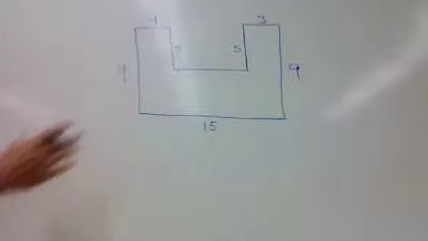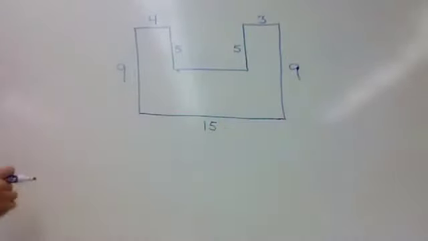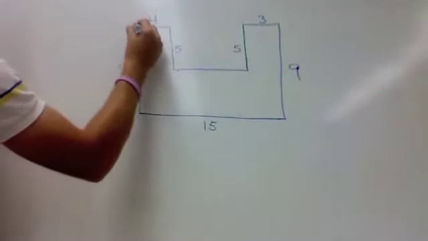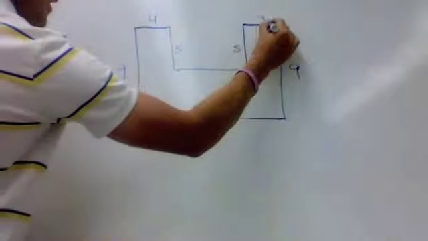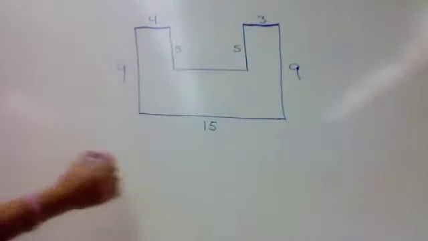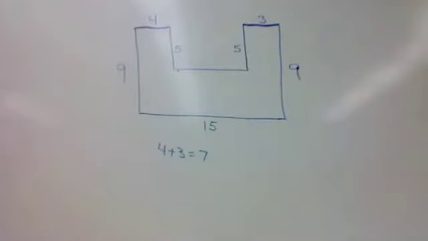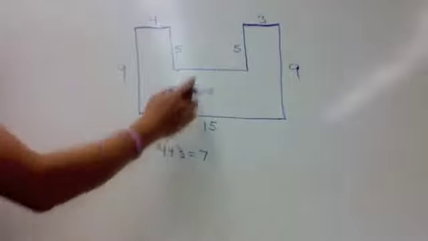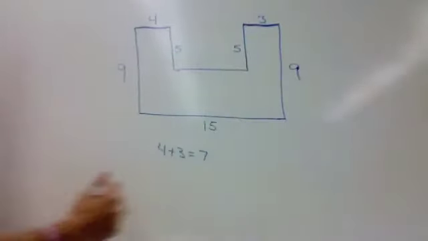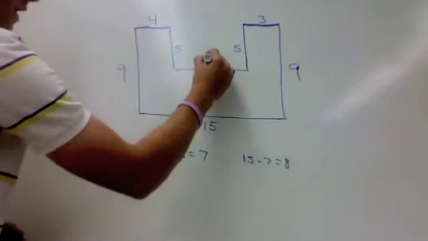Now, in order to find this side here, we see that our bottom is 15, a length of 15. So we have a length of 4 here and a length of 3 here. Let's go ahead and highlight those, make them a little darker. If we add those two together, 4 and 3, we get 7. Now we're just missing this one piece here. We're going to subtract that 7 from the 15, and when we do, we get 8. So our side here is 8.